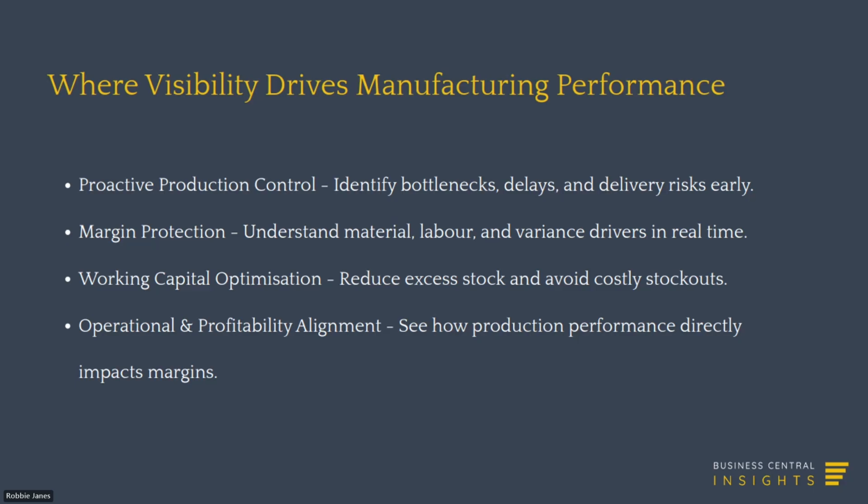And then working capital optimization becomes practical with clear visibility into stock levels and aging inventory, helping reduce excess stock and prevent costly stockouts. And critically, it creates operational and profitability alignment. You can clearly see how production performance directly impacts margins. So that's exactly what we're going to demonstrate right now, using our inventory and manufacturing reports inside Business Central Insights.